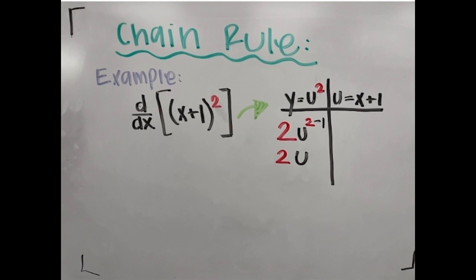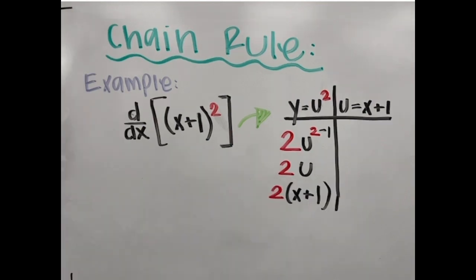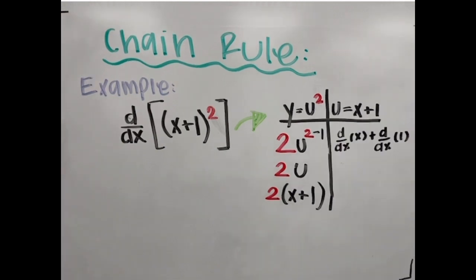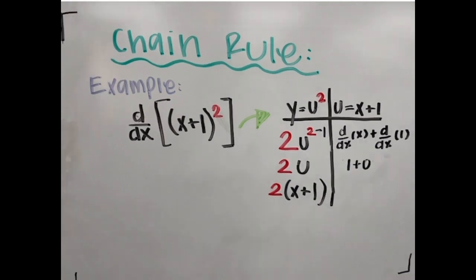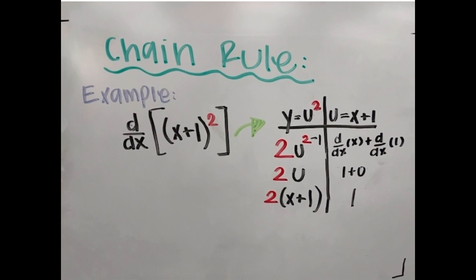Next, you sub in the equation of u, x plus 1, from the right side, making the new problem 2 times x plus 1. Next, you move on to the other side of your chart. First, find the derivative of the problem. In this example, it is the derivative of x plus the derivative of 1. This equals 1 plus 0, which equals 1.